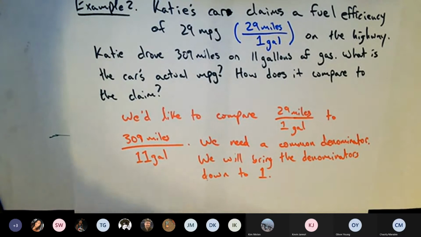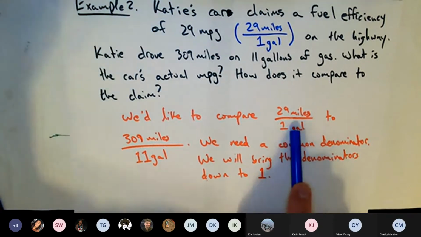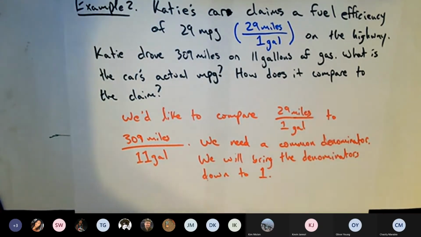Now, why are we going to bring it down to 1? Well, because 1 is a very natural denominator to have, right? When you say your car claims 29 miles per gallon, you're telling me that it gets 29 miles for each single gallon, right? If I told you that my car got 58 miles per 2 gallons, which is the exact same as this, you would look at me like, why are you making me do math? Just tell me the rate, like per gallon, right? Don't tell me per 2 gallons.